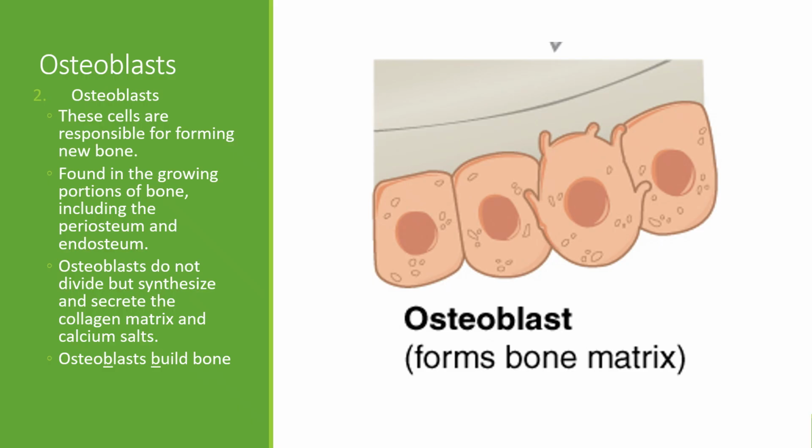Osteoblasts, these are the cells that are responsible for building new bones. So osteoblasts build. They are found in the growing portion of the bone. This includes the periosteum and the endosteum. These guys don't divide, but they synthesize and secrete the collagen matrix and the calcium salt. And remember, osteoblasts build bone. It's hard to say all those B's that are in there.